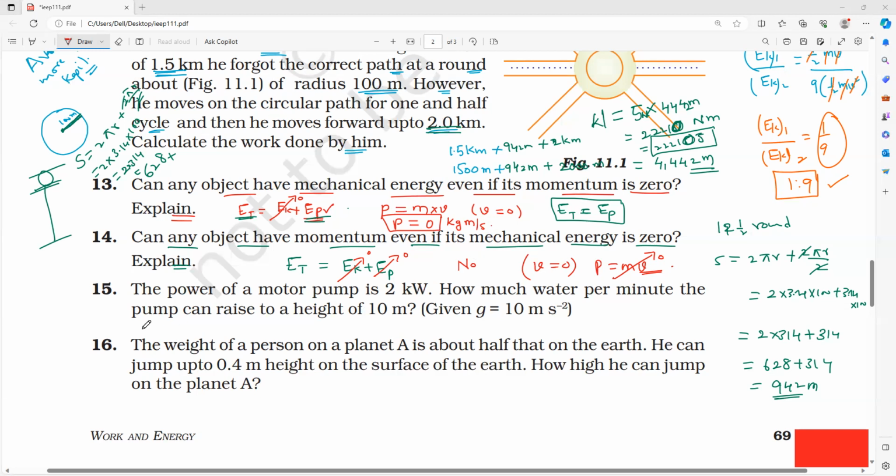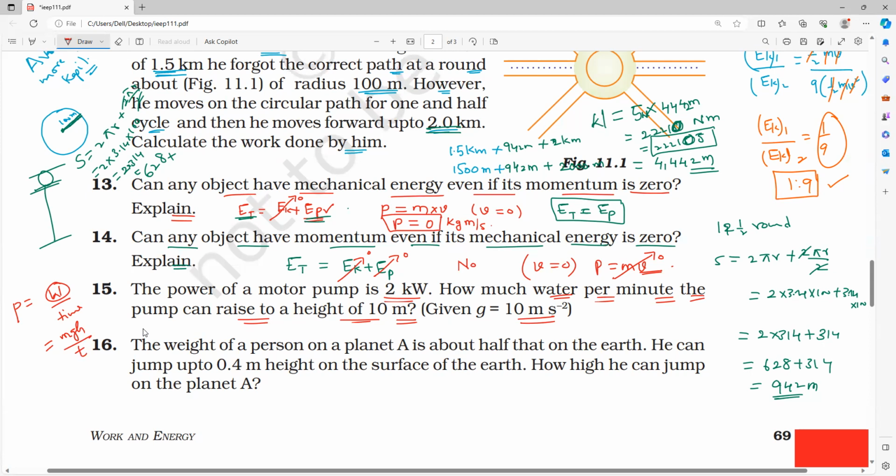Next. The power of a motor pump is 2 kilowatt. How much water per minute can the pump raise to a height of 10 meters? Given g value is 10 meter per second square. Are you doing it? So what is the power formula, everybody? Power is equal to work done by time. Now working against gravity, work done is equal to mgh. So power is mgh by time.